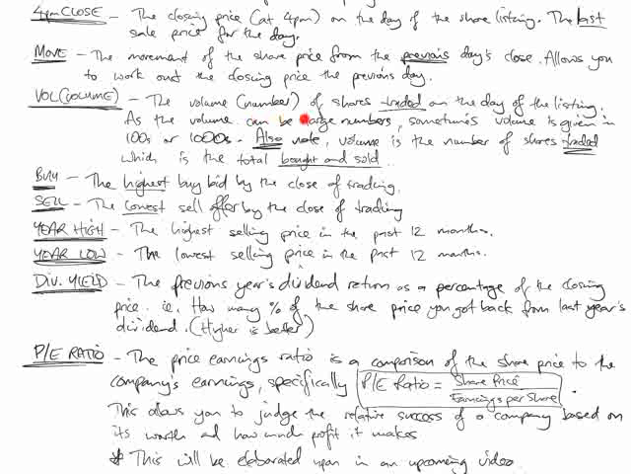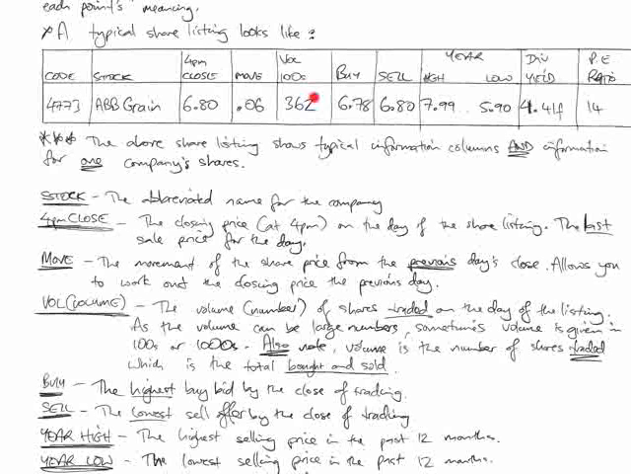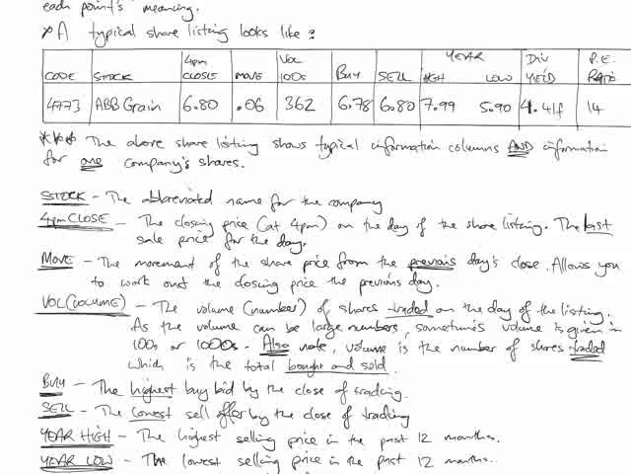Volume. The volume is the number of shares traded on the day of listing. As a volume can be large numbers, sometimes you'll see the volume is given in hundreds or thousands. In this case, it's hundreds. So it's not 362 shares traded, it's 362,000, which is actually 36,200 shares were traded.